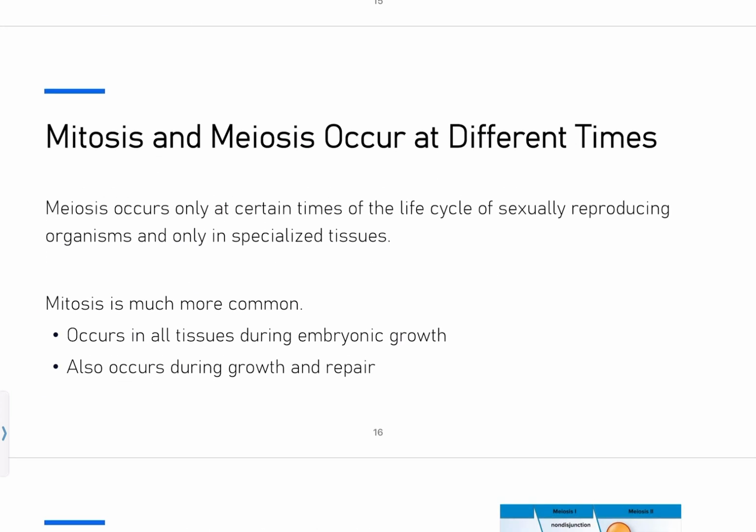Finally, just a little note about when and where these processes are happening. Mitosis is everywhere, so it's occurring in all of our tissues, especially during embryonic development, and it's going to continue throughout life for growth and repair. Meiosis, however, is a little bit more exclusive. It only happens during certain stages of the life cycle of sexually reproducing organisms, and only in specialized reproductive tissues, like the testes and ovaries in humans.